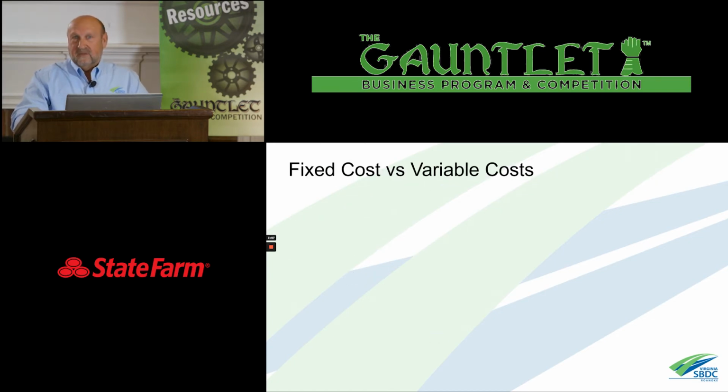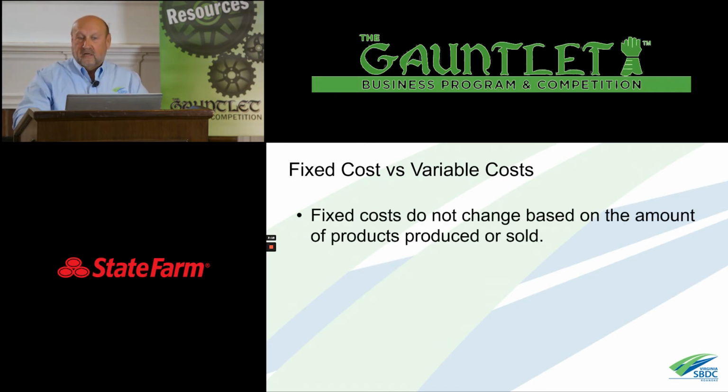So let's talk about the next step. These are things we're going to go into more detail on when we talk about break-even analysis, and that is fixed cost versus variable cost. Fixed costs don't change based on the amount of products that you produce or sell. This means things like your rent, your utilities, and it could be some payroll expenses. Those happen even if you don't sell a single item; you still have these costs.